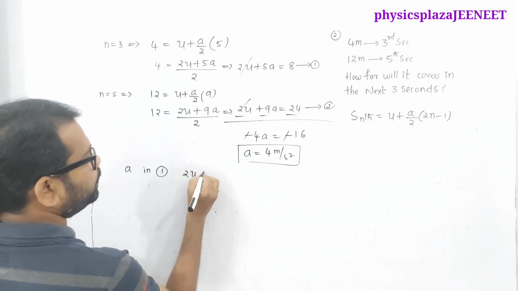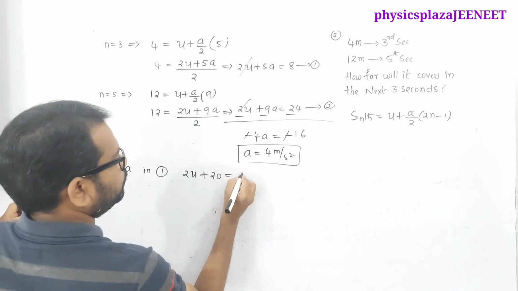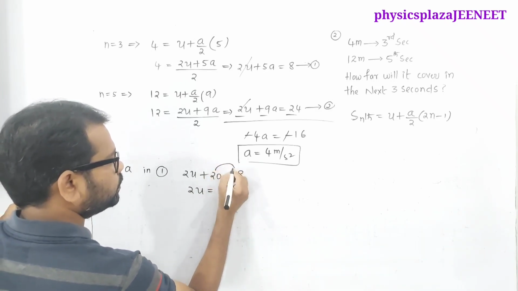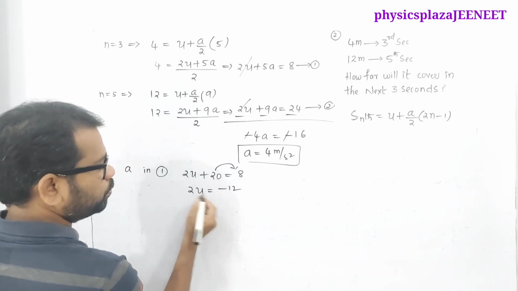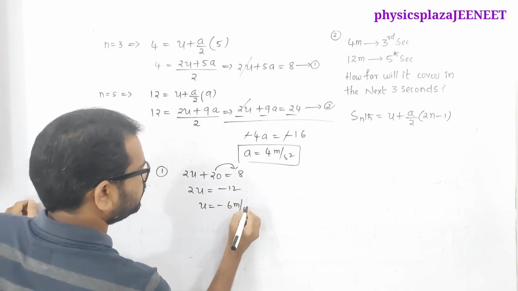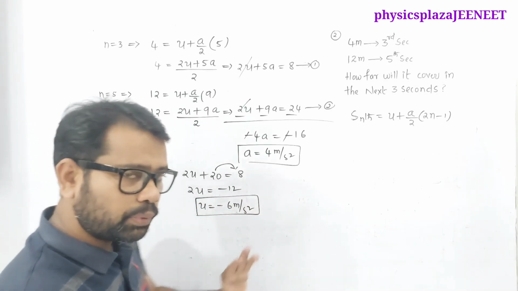So 2u plus 5 into a, 5 into 4, 20, is equal to 8. So 2u is equal to, this goes to the other side, 8 minus 20, which is minus 12. So minus 12 by 2, minus 6. So u is equal to minus 6 meter per second. Children, a vector can be negative also. Don't worry about it.